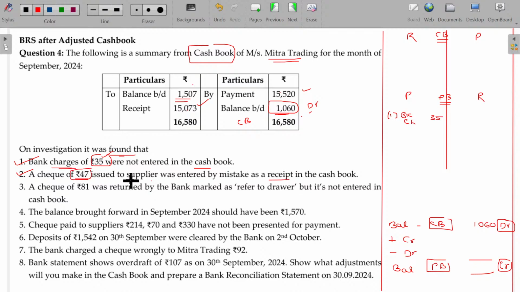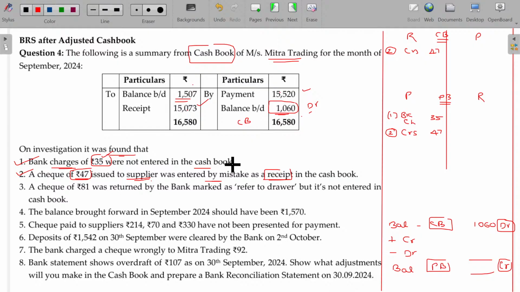Check 47 issued to the supplier. Issued to the supplier means it should be on the payment side. Supplier is creditors. We issued the check to one of the creditors, value being 47. The corresponding entry should be on the payment side, no? But it was entered by mistake on the receipt side of the cash book. In the cash book, they have shown this on the receipt side. As you know, if it is the receipt side in the cash book, in the passbook it should be the payment side. But I wrongly posted the payment on the receipt side, while the banker has posted properly on the payment side. So both will have the impact.